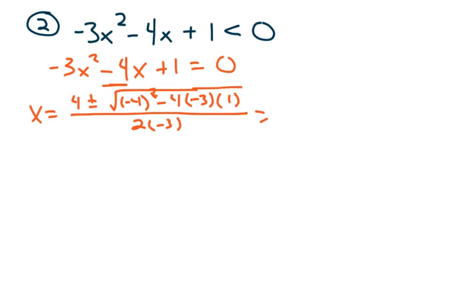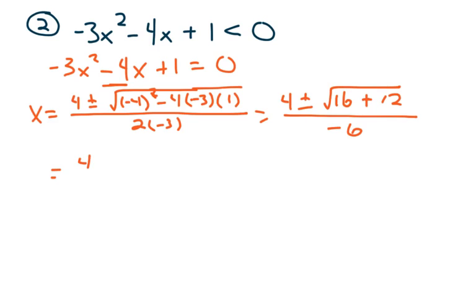Okay, so let's keep going. We got 4 plus or minus the square root of negative 4 squared is 16. Negative times positive is a positive. 4 times 3 times 1 is 12. And this is all over negative 6. Let's see, let's keep going. So we got 4 plus or minus the square root of 16 plus 12, which is 28, all over negative 6.